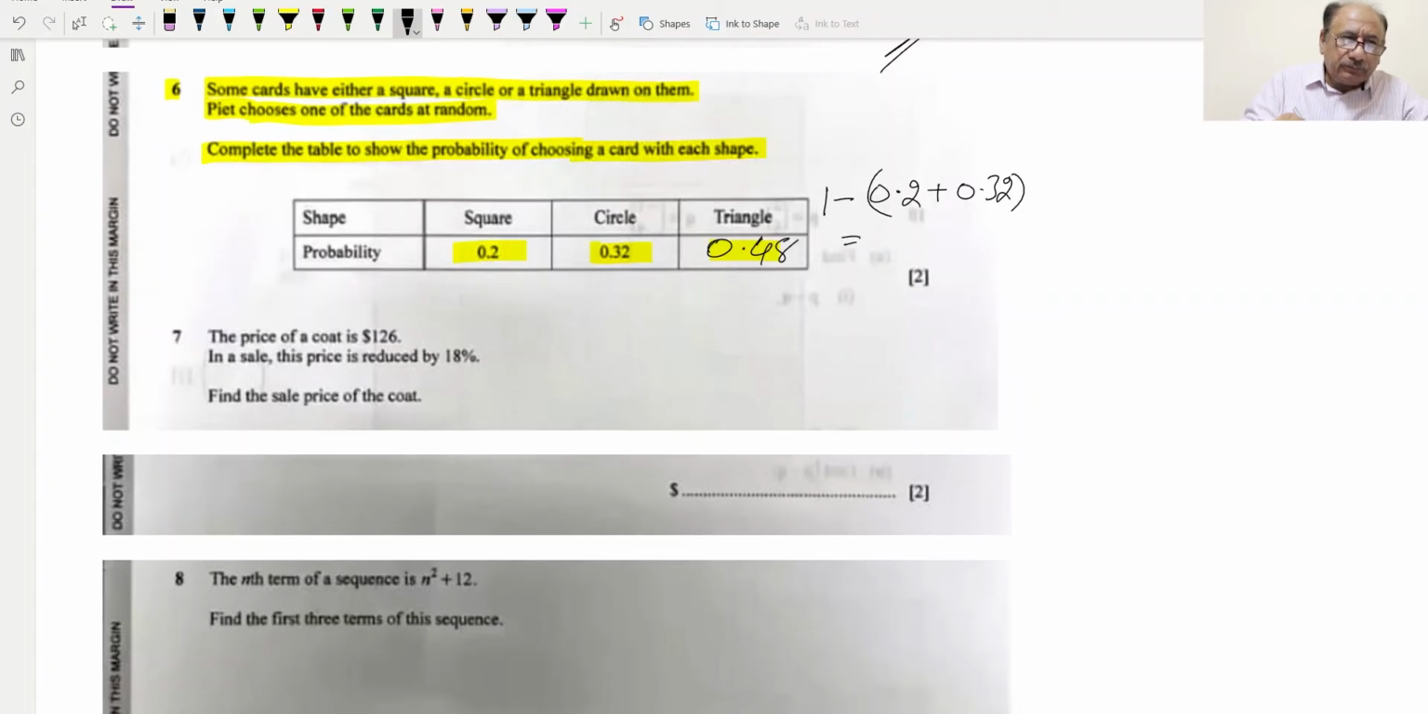And now after this, basically this is done. This was only a 2 mark question, which we are done. Now we can do question 7.